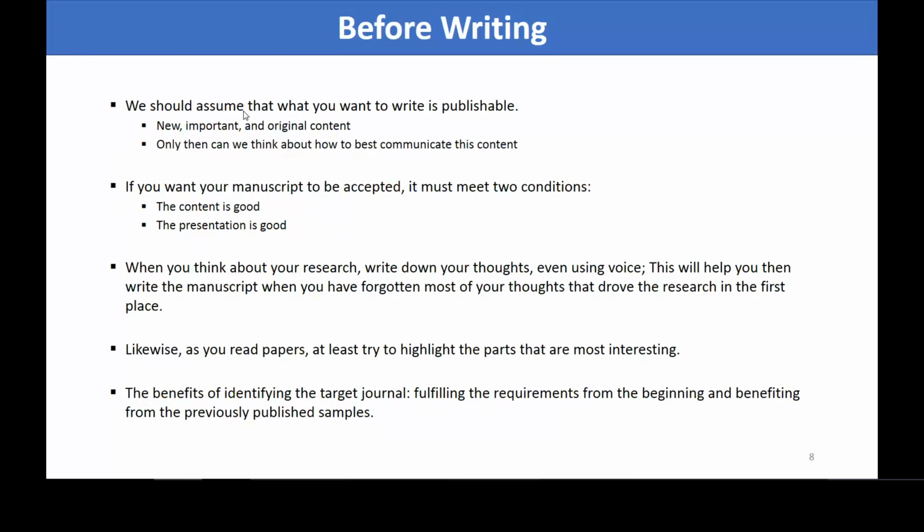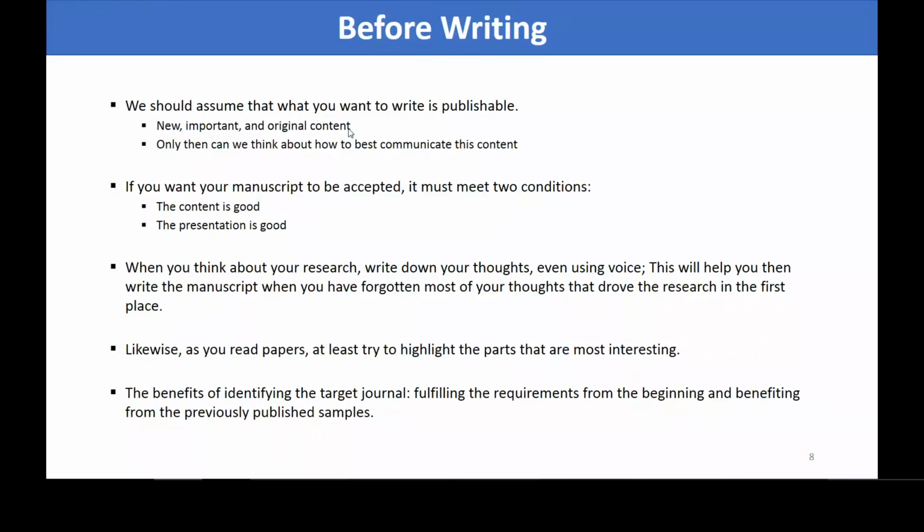So we should assume here, and please focus on this and always remember this, we always assume, whenever we talk about writing tips, that what you want to write is publishable. So the content is good, the findings are valuable, there's something to publish. Otherwise, nothing will compensate for poor content. So new, important, original content: these are the main elements of any publishable piece of research.